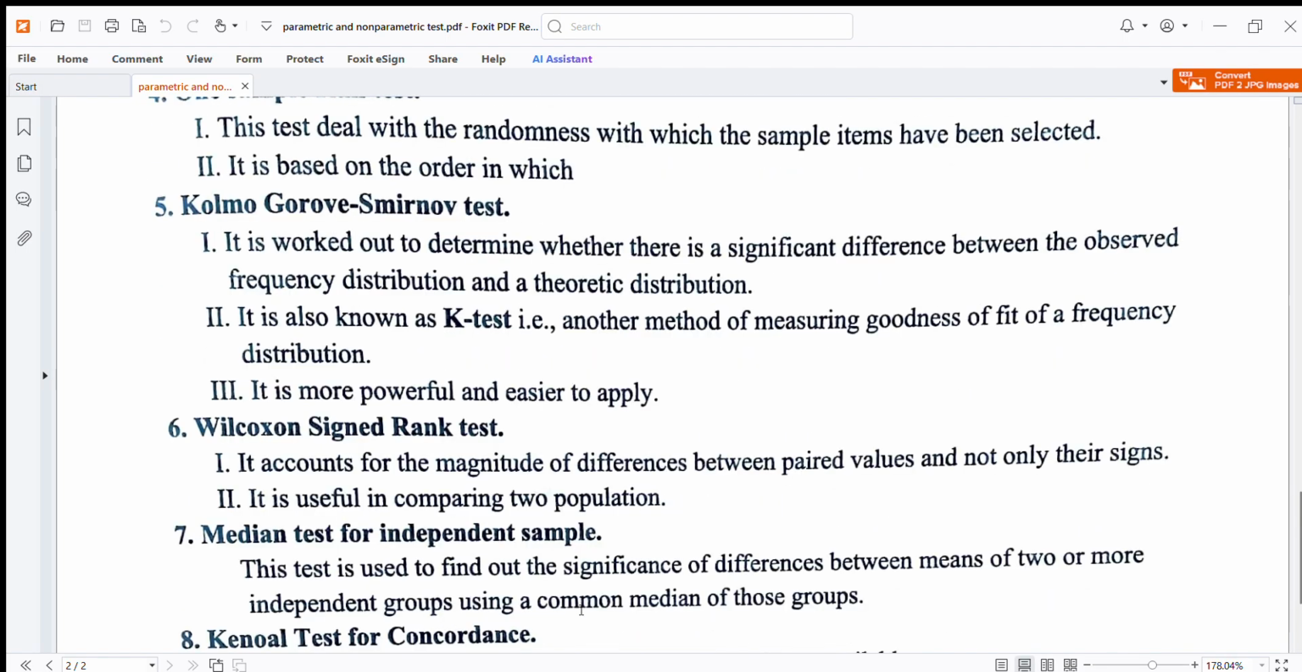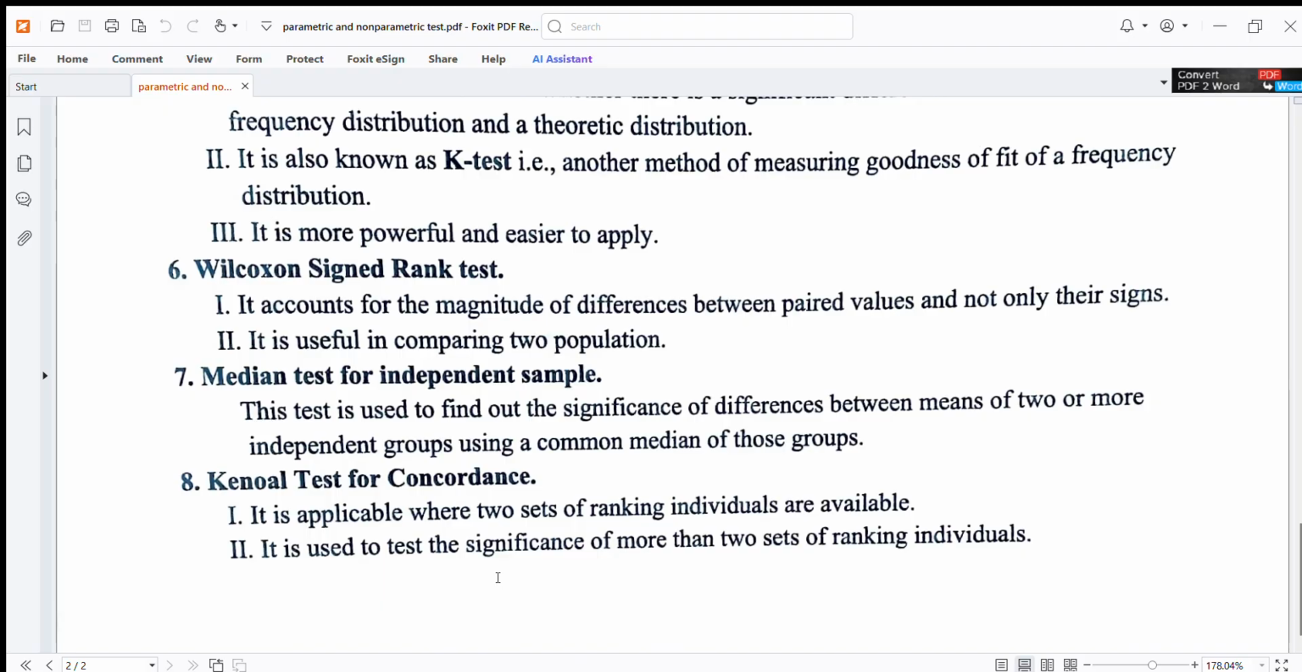Wilcoxon signed rank test. It accounts for the magnitude of difference between paired values and not only their signs. It is useful in comparing two populations. Median test of independent samples. This test is used to find out the significance of the difference between the means of two or more independent groups using a common median of those groups. Kendall's test for concordance. It is applicable where two sets of rankings of individuals are available. It is used to test the significance of more than two sets of rankings of individuals.